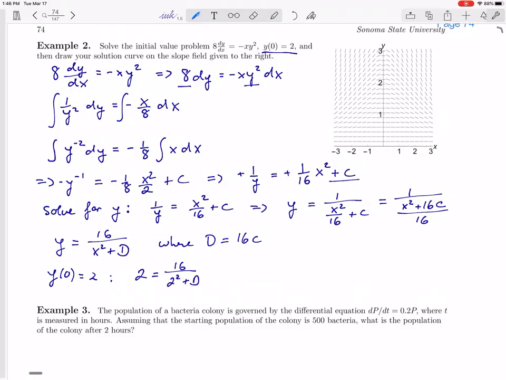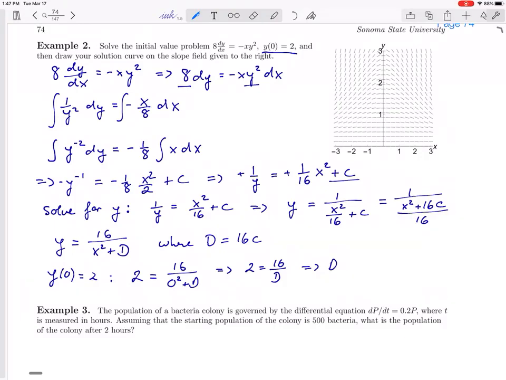No, what am I doing? I have x is equal to 0 and y is equal to 2. So of course, instead I have 2, that was correct, is equal to 16 divided by 0 squared plus d. That's better. And so 2 is equal to 16 over d.